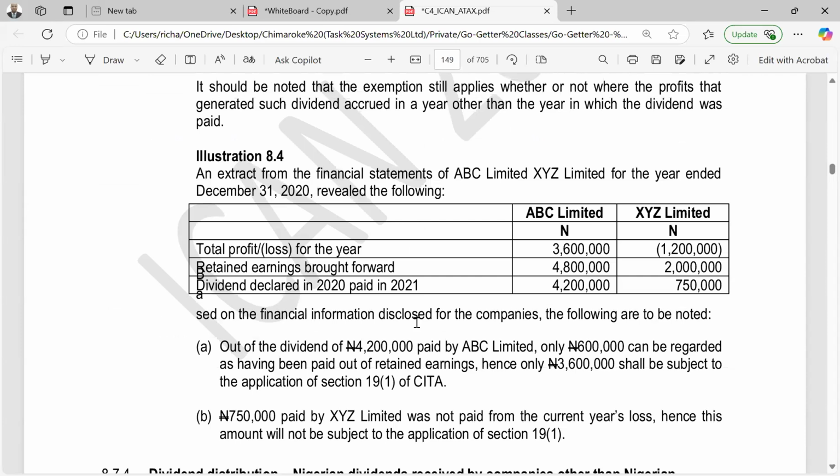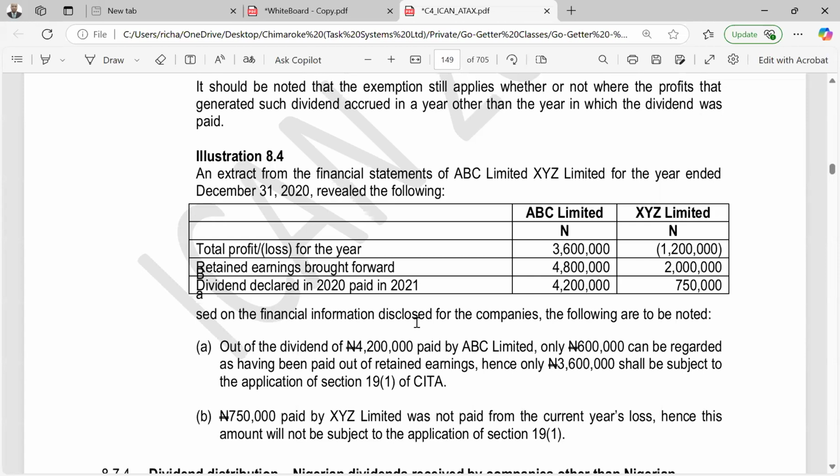The XYZ has a negative balance. That means they don't have profit and loss for the year. They don't have total profit for the year. They only have loss. So it means the total profit is zero.